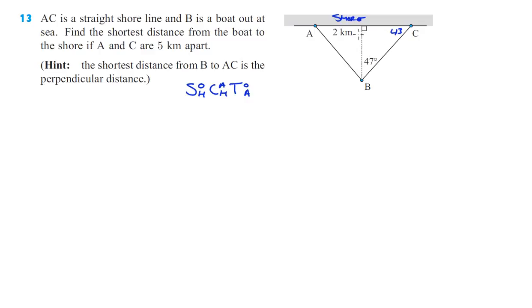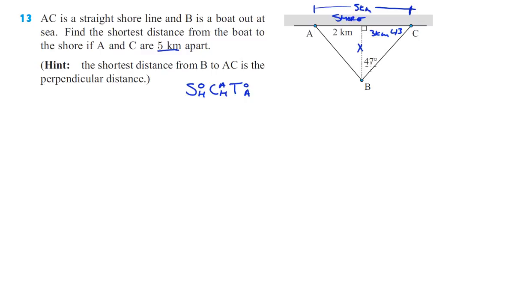Okay. And what we really want to know is what's going on over here. Actually, here's something that they didn't put on here that's going to be very important for us. We know that A and C are 5 kilometers apart. So from here to here, right there, is 5 kilometers. So if this is 2 kilometers, this has to be 3 kilometers. So now we have an angle, a side, and we can now find this other side. That's what we're looking for there, right?